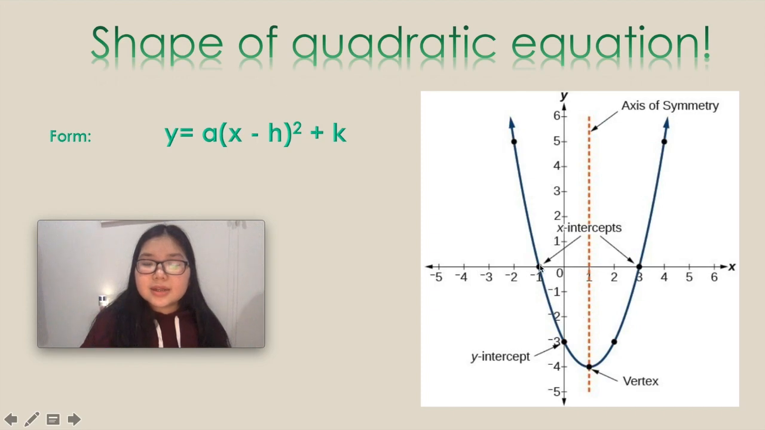This is an x-intercept. Every quadratic equation has two x-intercepts. This is the y-intercept. And this is the vertex. The vertex, you can imagine, is the lowest point or the highest point. Here in this picture, you can see this is the lowest point of the parabola. So what is this line? This dashed line is the axis of symmetry.